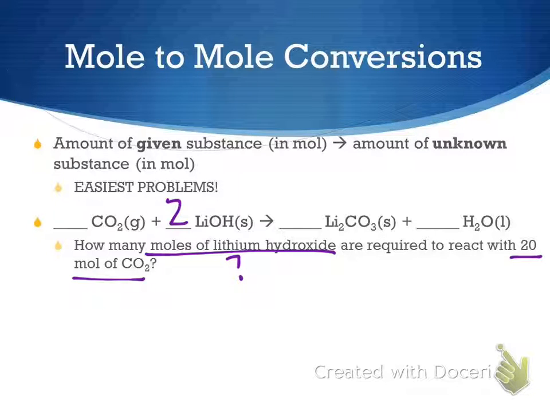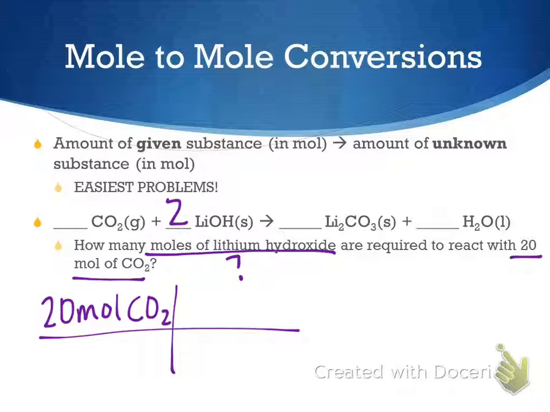Okay, so the T-chart works the same way. This is going to be a lot of T-charts, a lot of conversions that way. So what is the first step in a T-chart always? Right, what we know. And we know 20 moles of CO2. And our overall goal here is to find moles of lithium hydroxide.